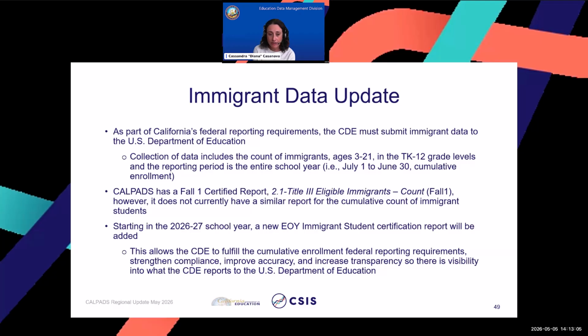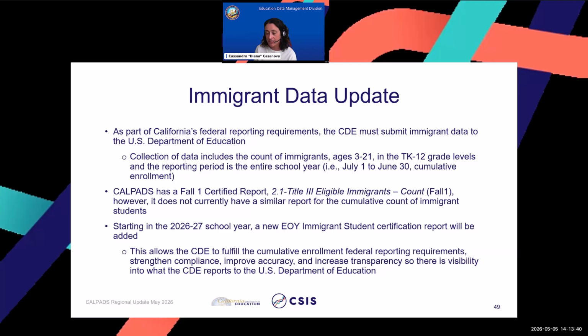However, it does not currently have a similar report for the cumulative count of immigrant students. So starting this next year, 26-27 school year, we're going to have a new end of year immigrant student certification report. That's what we're going to add. And this is going to allow the CDE to fulfill that cumulative enrollment federal reporting requirement. It's going to strengthen our compliance, improve accuracy, and increase transparency. So there is visibility into what the CDE reports to the U.S. Department of Ed. And it is all aligned to that federal reporting requirement.